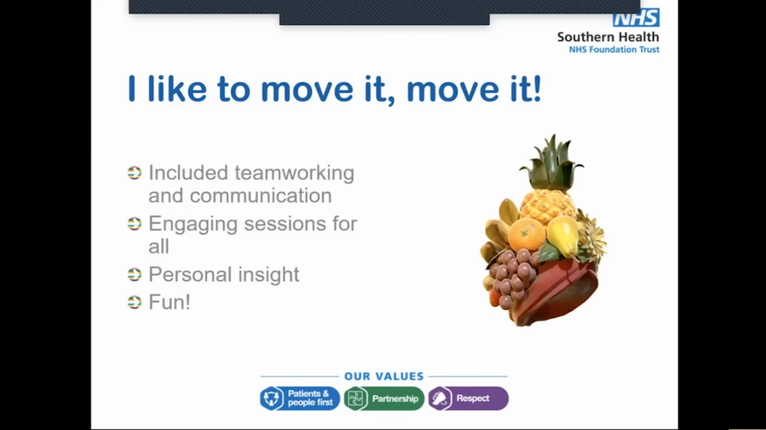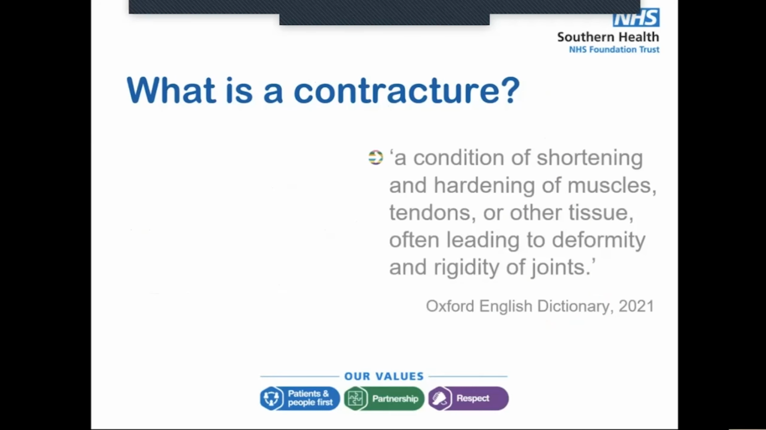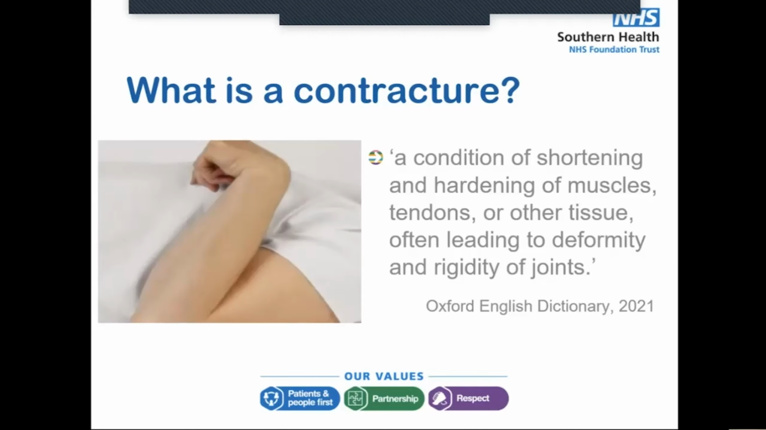So we had to start with the initial definition of what exactly is a contracture, bearing in mind that a lot of these staff members didn't know that as a term. They may well have seen it on some of their residents, but they didn't know that it was actually a condition. The definition that we have here from the Oxford English Dictionary is a shortening and hardening of muscles, tendons, or other tissue, often leading to deformity and rigidity of joints. My colleague Gill will be expanding on this a little bit in the next part of this session.